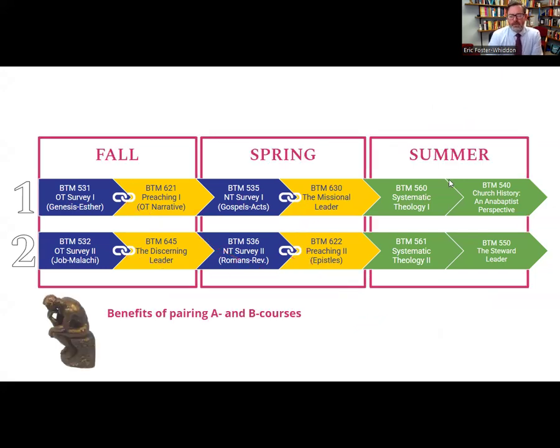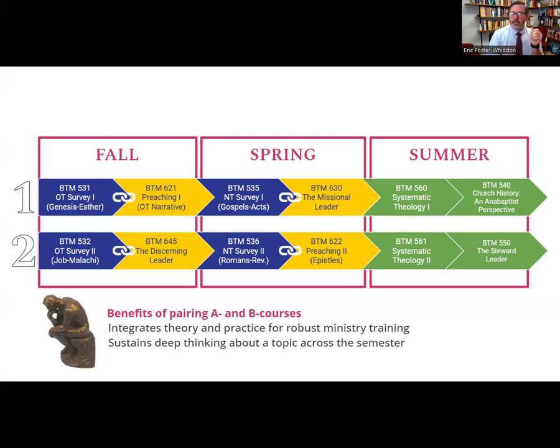So, what are the benefits of pairing A and B courses? Well, to start with, you'll notice that the A and B courses all fall in the fall and spring semesters. By pairing A and B courses, we integrate theory and practice for robust ministry training. So we don't have theory and practice separated; they actually are linked together in a way that connects the two of them and integrates them.